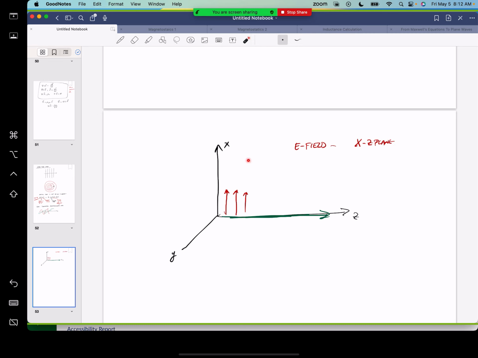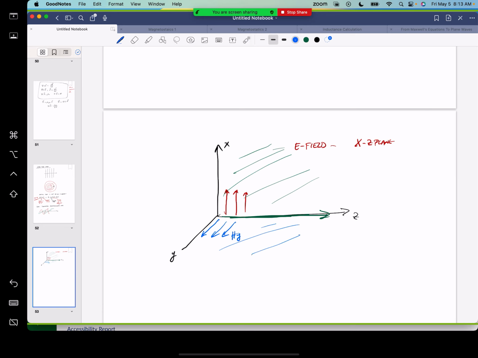Remember, if you're talking about a plane, it's made up by two axes. So it would be in basically this plane, the XZ plane. The axis Z, and then E sub X would only have an X component, so it would only exist in this XZ plane, and the wave is moving in the direction of Z. The electric field would only have an X component, and then the magnetic field would be in the Y direction in the case of our example.